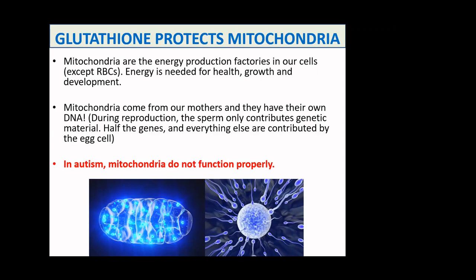During reproduction, the sperm only contributes genetic material, half the genes. Everything else is contributed by the egg cell, including the mitochondria. In autism, mitochondria do not function properly. Okay, so this one you can blame the mothers, because mitochondria only come from the mothers.